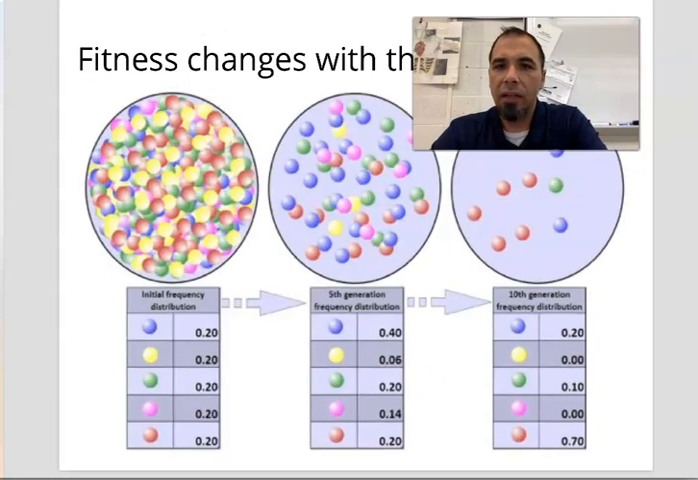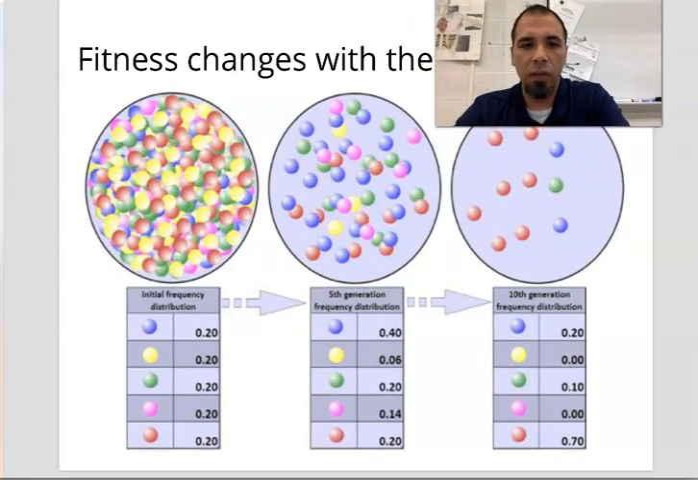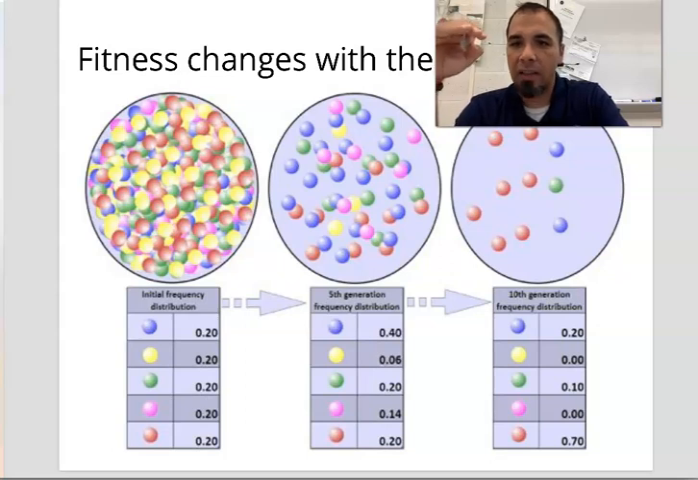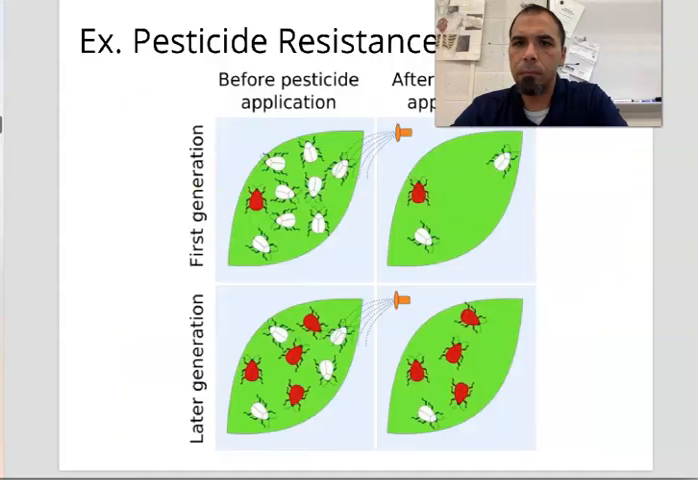So again, here's our fitness that changes with the environment. I've already shown this to you. Initial frequency distribution, 20, 20, 20, 20, or 0.2, 0.2, 20%, whatever. Fifth generation, 10th, and again, something has occurred in this environment that is selected for the red, selected against the yellow, selected against the pink, right? So they were not the most fit. So they have some kind of genetic or allele difference that makes it so they cannot survive.